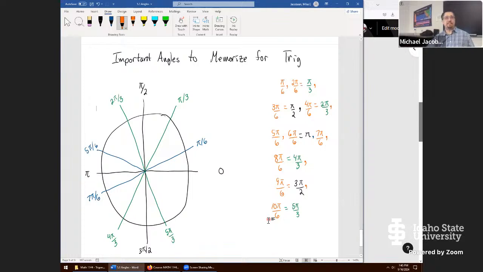And let's see, at 10 pi over 6, the next one will be 11 pi over 6. That's the one that does not reduce. And 11 pi over 6, well, that one's 30 degrees away from the full rotation. So we'll be about right here for 11 pi over 6.